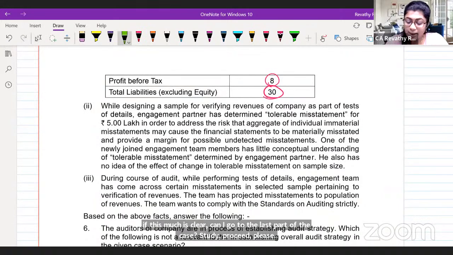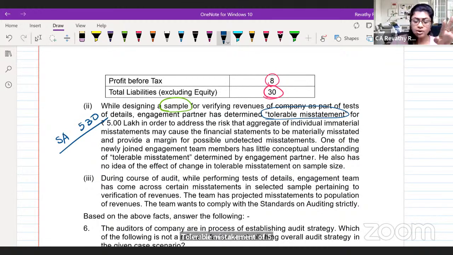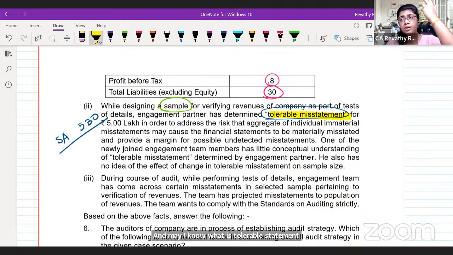While designing the sample, SA 530, okay, verifying the revenues of the company as a part of TOD, test of detail, engagement partner has determined tolerable misstatement of 5 lakhs. May I know what is tolerable misstatement? Is it a minimum or maximum error? It is the maximum monetary error which an auditor can accept.